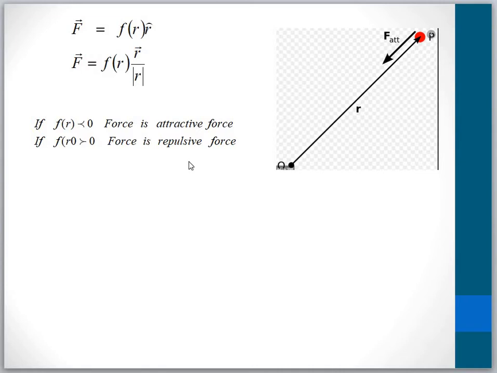So F is positive for repulsive force. If F is negative, the force is attractive. If F is positive, that is a repulsive force. In gravitational force, there is always a negative sign, because gravitational force is always an attractive one.